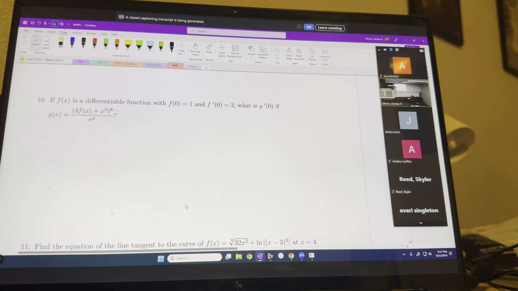All right, so let's look at some of these applications. If f of x is a differentiable function with f of 0 equal to 1 and f prime of 0 equal to 2, what is g prime of 0 if g of x is equal to 4 f of x plus x squared, all raised to the 8th, all divided by e to the x?